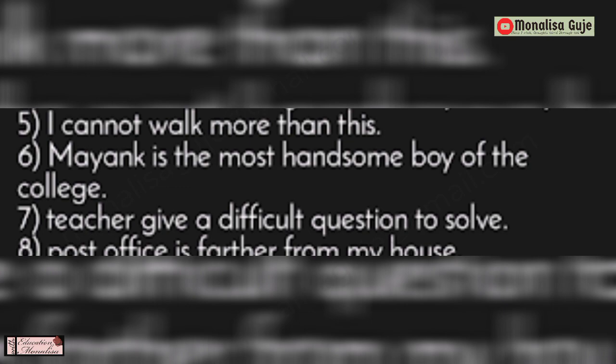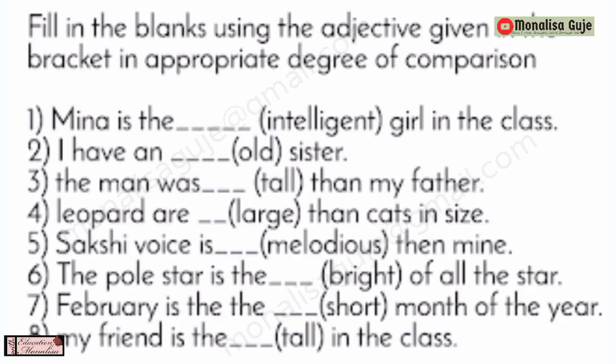After this, there is one more exercise for you to do as homework. Again, exercise number 2, fill in the blanks using the adjectives given in the bracket in appropriate degree of comparison. Here are the questions for you. Copy the questions correctly. Try to find the answer all by yourself, and still if you find it difficult, or if you have done all the answers by yourself, then also you just need to cross check. So I have provided you with the answers. You can see it now on your screen.